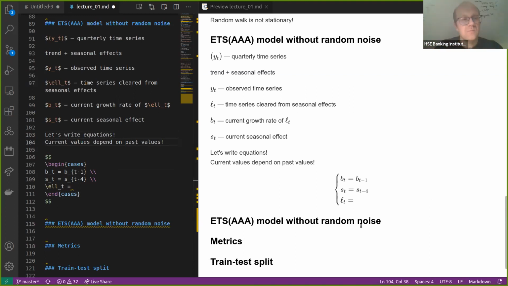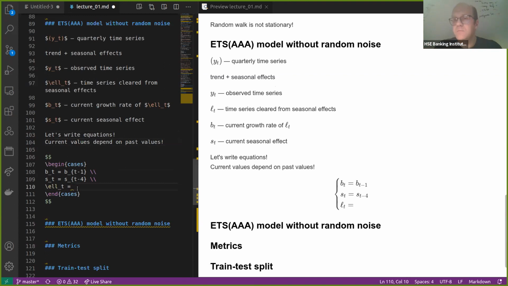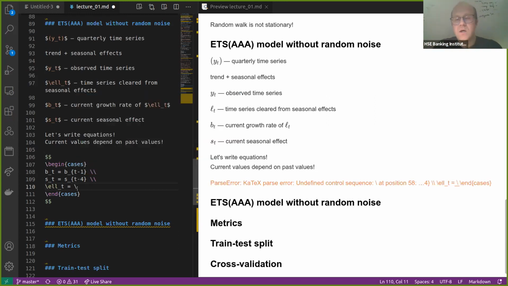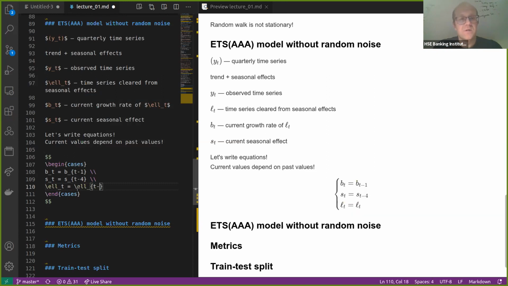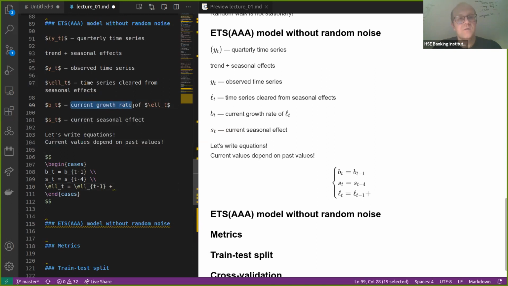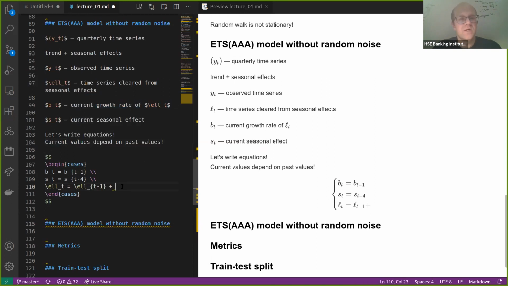Okay, basically because LT is a version of YT cleared from seasonal effects, in our deterministic world it evolves in a very simple manner. We take previous cleared value and we add growth rate. So we add BT minus 1. So this is the growth rate of this cleared version of Y.